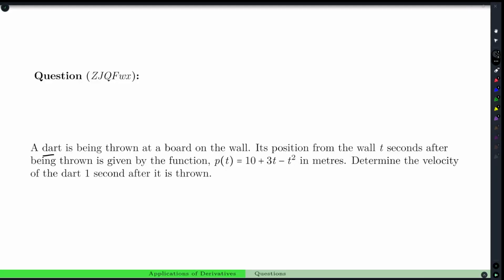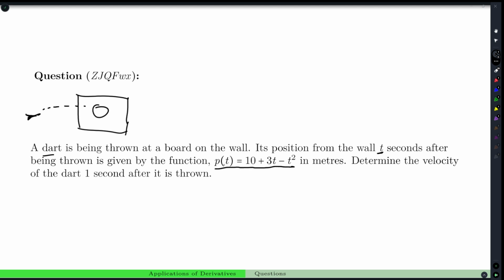A dart is being thrown at a board on a wall. Maybe we got a little board. We got a little dart. It's being thrown at the wall. Its position from the wall, t seconds after being thrown, is given by this formula here.